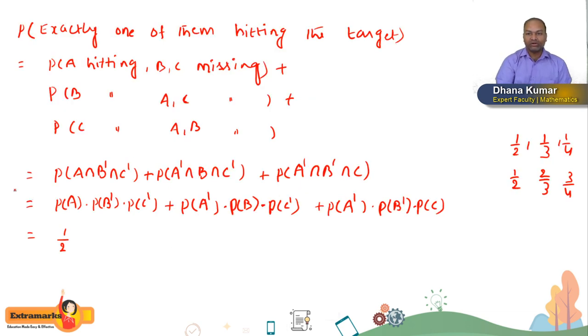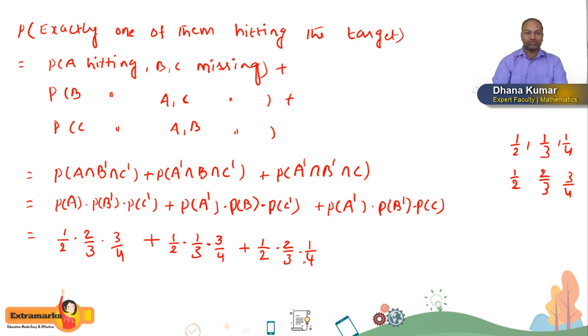Now you substitute values. This is for A, B, C, and A dash, B dash, C dash. So B complement is 2 by 3, C complement 3 by 4 plus A complement. A complement is what? 1 by 2, B is 1 by 3, C complement 3 by 4 plus A complement 1 by 2. B complement 2 by 3, C 1 by 4. You check it: 1 by 2, 2 by 3, 3 by 4. Okay, 1 by 2, B 1 by 3, C complement 3 by 4. Next, 1 by 2, 2 by 3, 1 by 4.